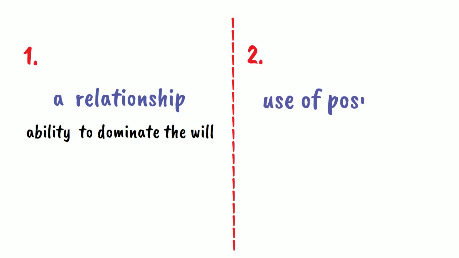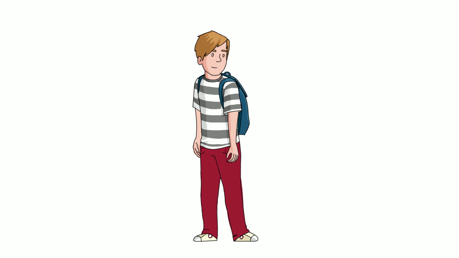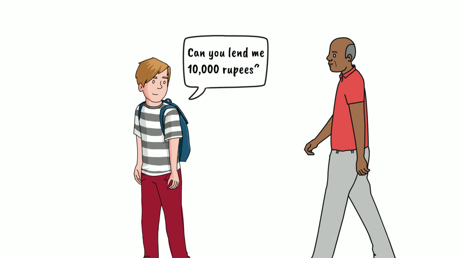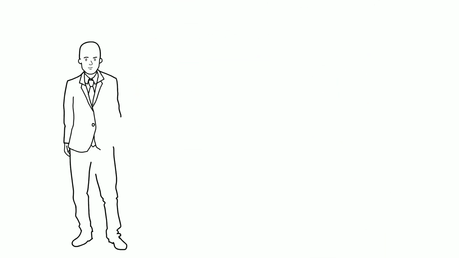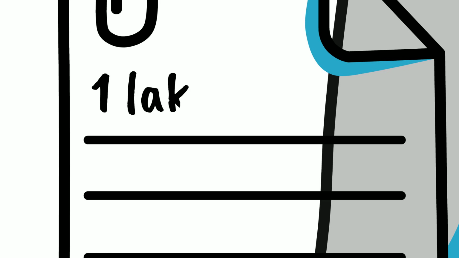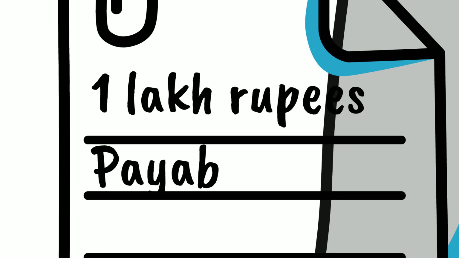One, there should be a relationship between the parties where one party is in a position to dominate the will of another party. Second, the dominant party uses its position to obtain an unfair advantage over the other. Let's look at an example. B is 16 years old. B goes to his uncle and takes a loan of 10,000 rupees. When B turns 19, his uncle comes to him and asks him to sign an agreement where B will pay 1 lakh rupees to his uncle instead of that loan amount which was 10,000 originally.